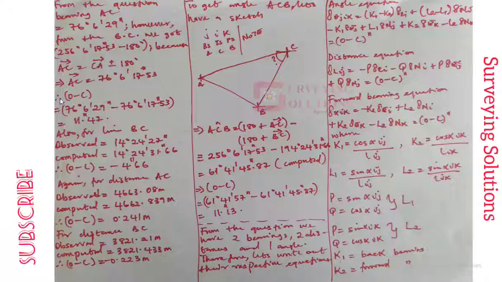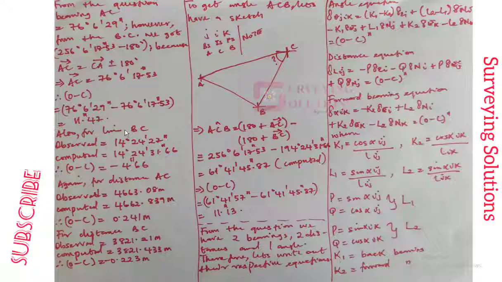So now let's come back to our observed minus computed, the elements of our L matrix. For the line AC, we are going to have the observed bearing, which is 76 degrees 6 minutes 29 seconds as given to us in the question, minus what we computed from our back computation, 76 degrees 6 minutes 17.53 seconds. Please confirm this value on your calculator. You should be able to arrive at 11.47 seconds. Are we together? Good. Now let's come to the next one.